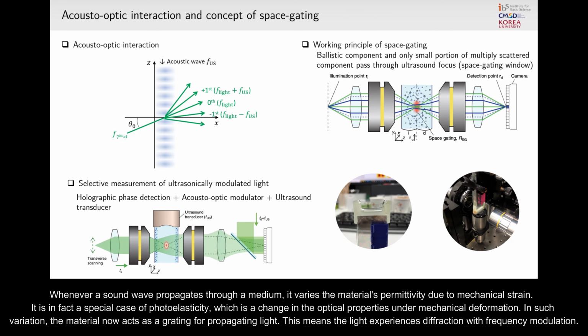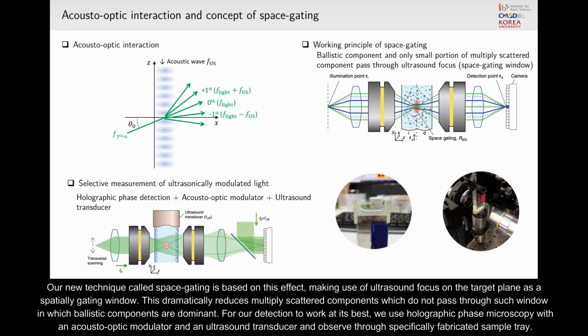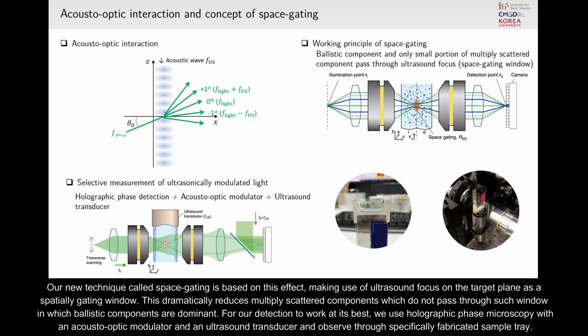Whenever a sound wave propagates through a medium, it varies the material's permittivity due to mechanical strain. It is in fact a special case of photoelasticity, which is a change in the optical properties under mechanical deformation. In such variation, the material now acts as a grating for propagating light. This means the light experiences diffraction with frequency modulation. Our new technique called space gating is based on this effect, making use of the ultrasound focus on the target plane as a spatially gating window. This dramatically reduces multiply scattered components which do not pass through such a window, in which ballistic components are dominant.